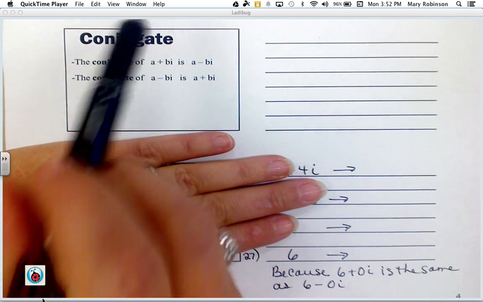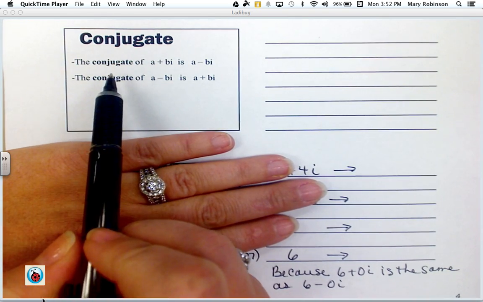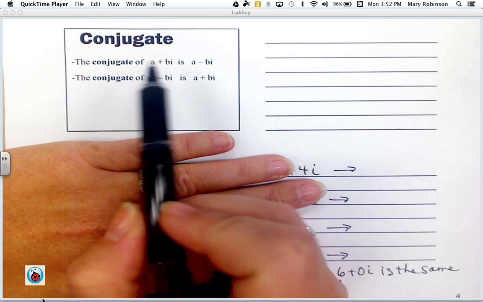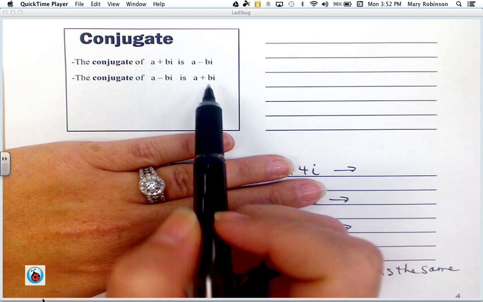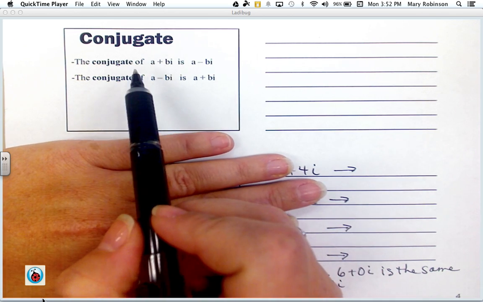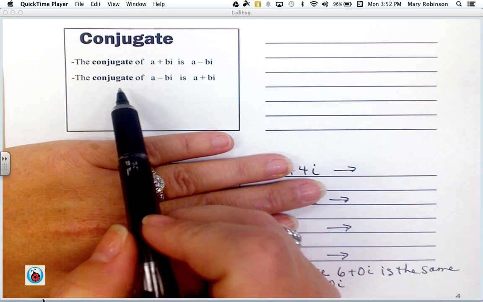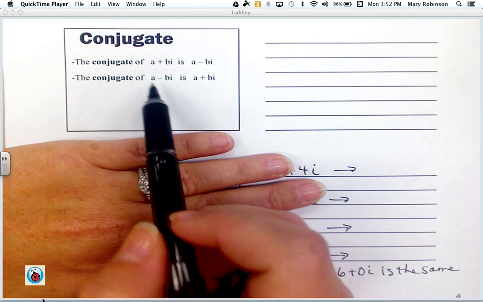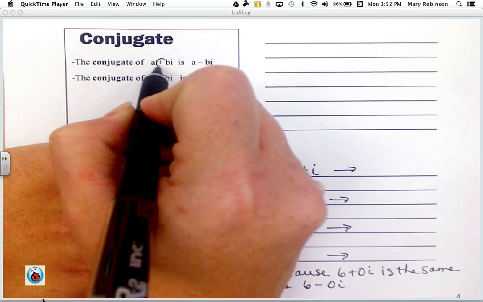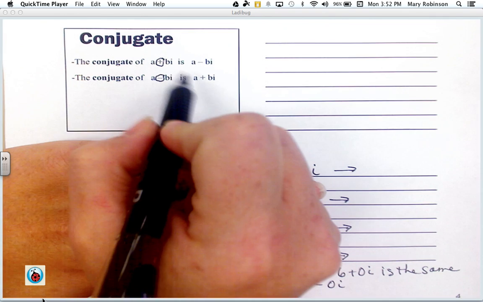A conjugate, if you take a look at this rule, says the conjugate of a plus bi is a minus bi. The conjugate will allow us to simplify things that otherwise we would be unable to do. So understand that whenever we are finding the conjugate of an expression, all we are doing is changing the operation between the two terms. We are not changing the sign of all the terms.